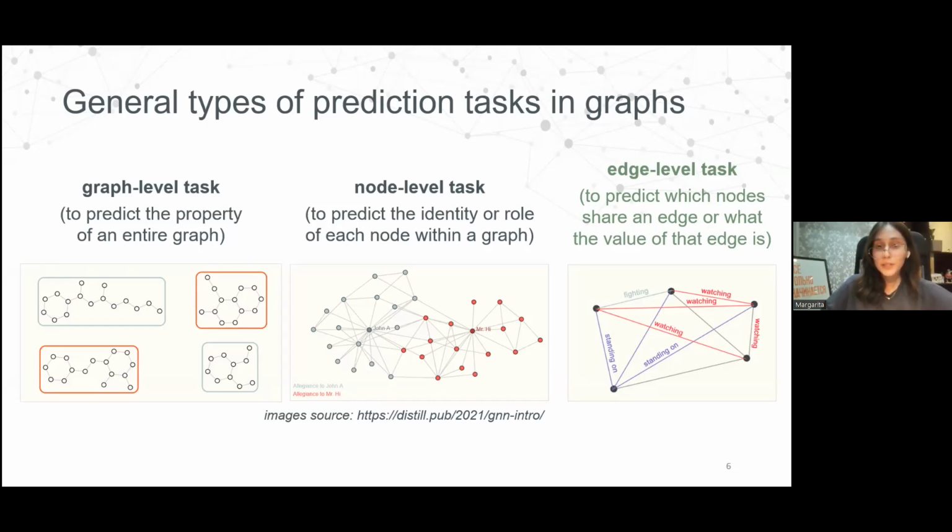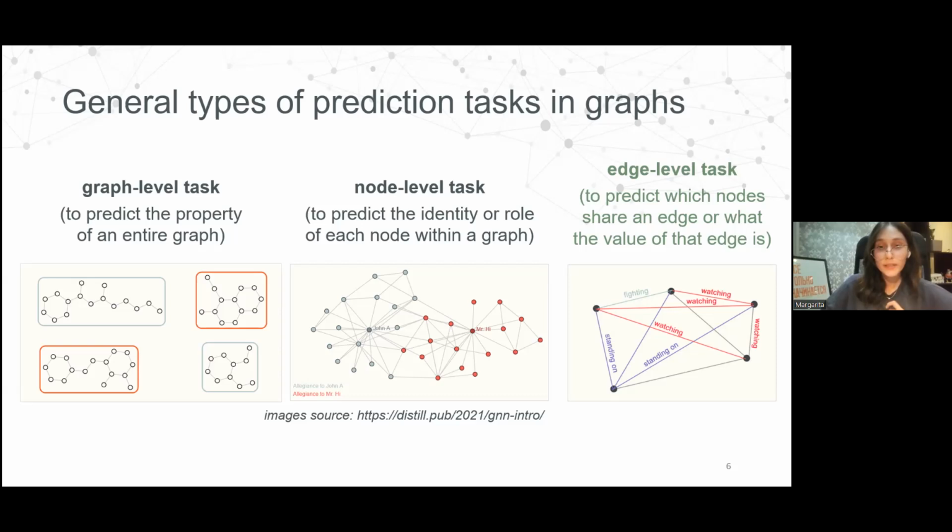The remaining prediction problem in graphs is edge prediction. In this case, we actually aim to predict the relationship between 2 nodes. We may want, for example, to predict which nodes in a graph share an edge, or what the value of that edge is. For instance, in the picture, we see predicted relationships between Karate Club practitioners. They are fighting, watching, and standing.